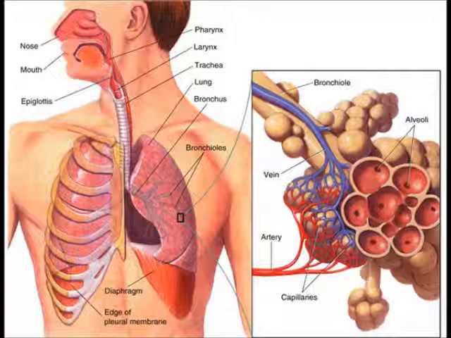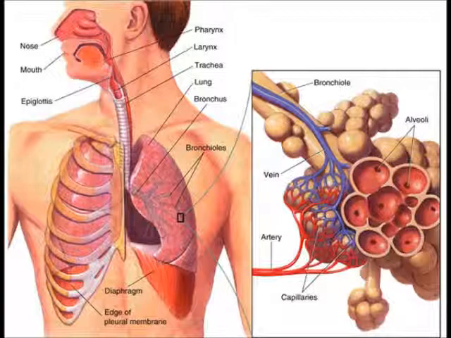So now I'm down to where gas exchange occurs, right? Type 1 cell. It's called a squamous pneumocyte, and it makes up 95% of the alveolar surface. So most of the alveolus that I'm talking about is made of what? Type 1 cells. Okay? 95% of the alveolus is made up of type 1 cells.